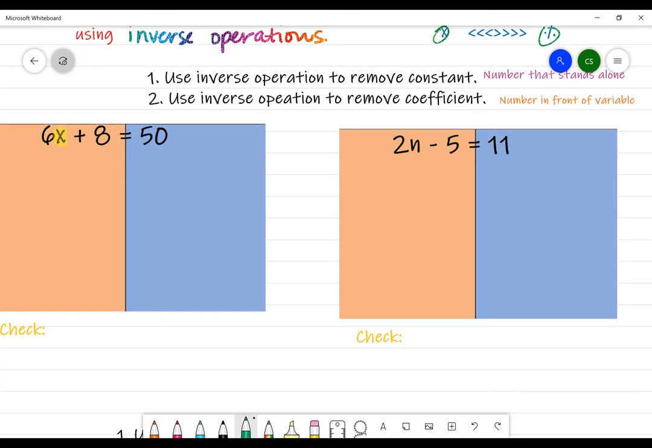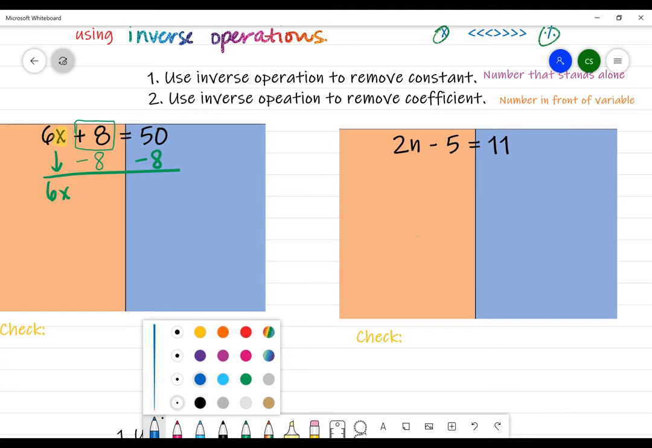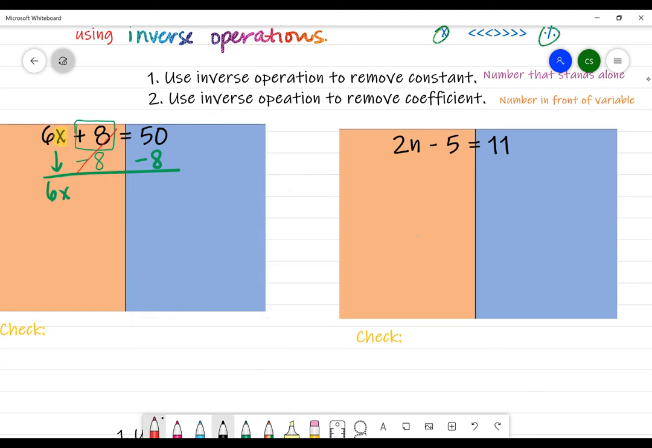So over here with this x is a positive 8. Well, I'm going to use inverse operations to remove that positive 8 because I want everything on the other side of the equation and the variable by itself. So the inverse operation of adding 8 is subtracting 8. And if I subtract 8 from one side, I must subtract it from the other side. Well, I did nothing to the 6x, so I'll bring it down. Well, positive 8 and negative 8, they are opposites. Therefore, they're going to cancel each other out. And I am left with my equal sign, and 50 minus 8 is 42.